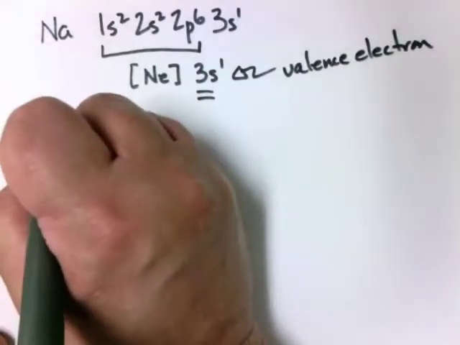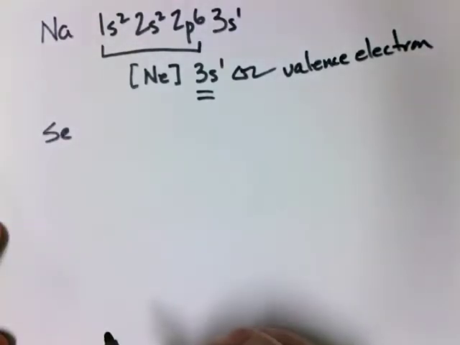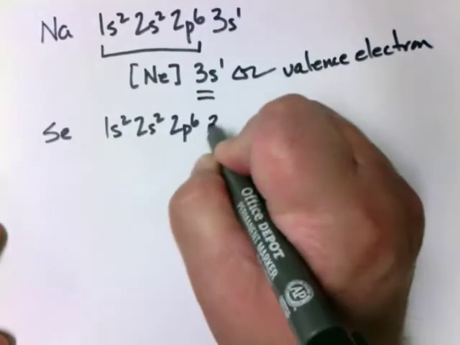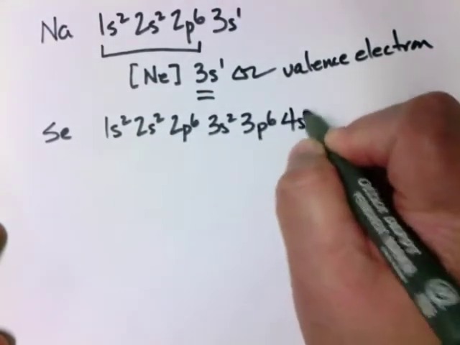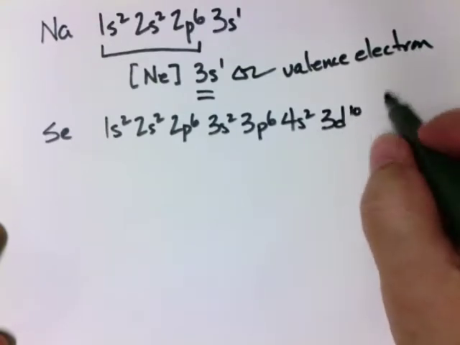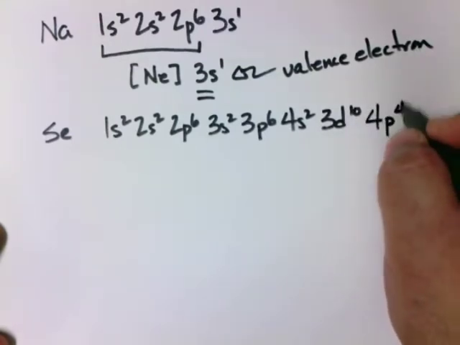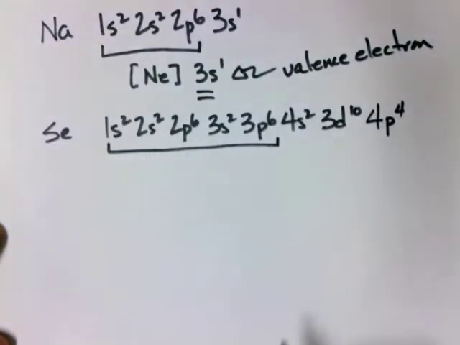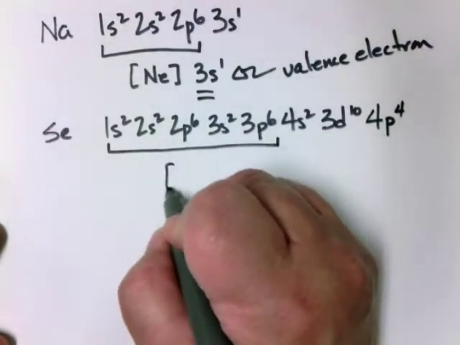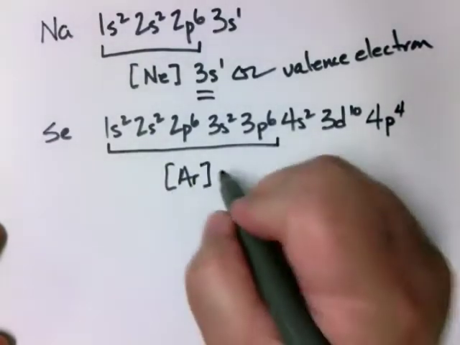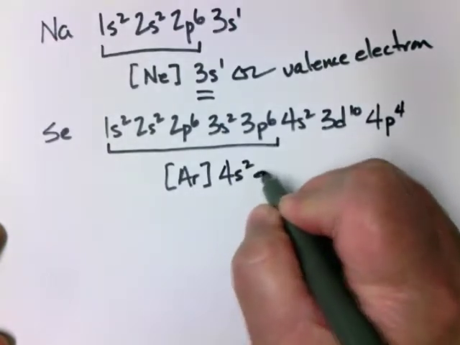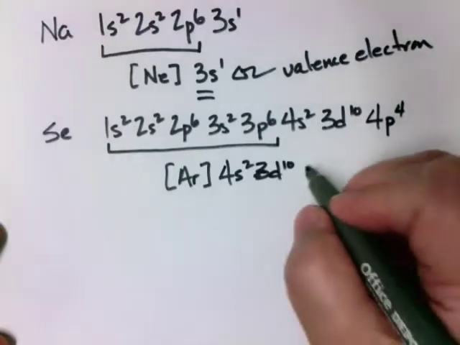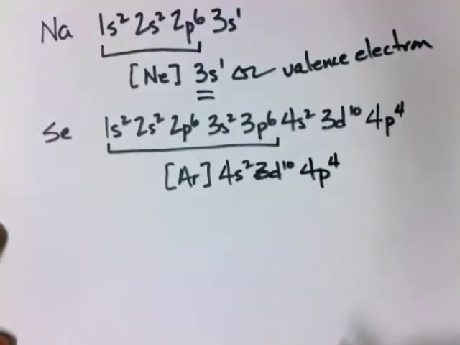If we consider another example, let's consider selenium. It's a little bit more complicated. Its electron configuration is 1s2, 2s2, 2p6, 3s2, 3p6, 4s2, 3d10, and finally 4p4. And we can replace this part of its electron configuration with the electron configuration of argon. And so its noble gas notation is argon, 4s2, 3d10, 4p4.